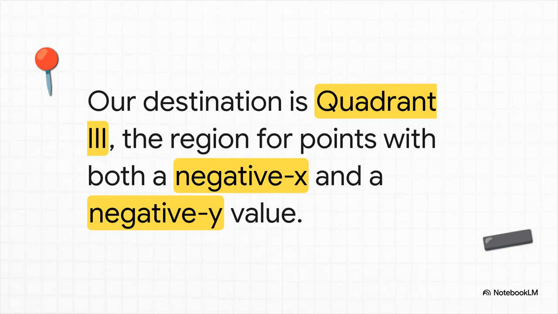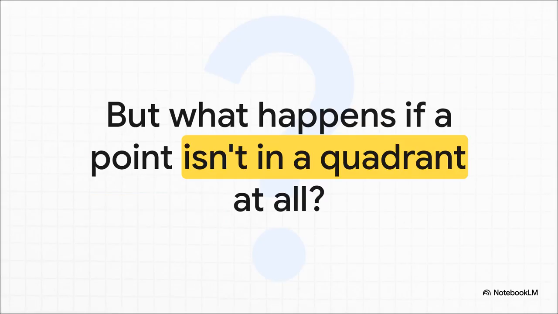So that's really the main takeaway here. Don't let those positive or negative signs freak you out. They're just simple directions. Positive means right or up, and negative means left or down. That's it. Okay, so we've explored the 4 main neighborhoods of our map.